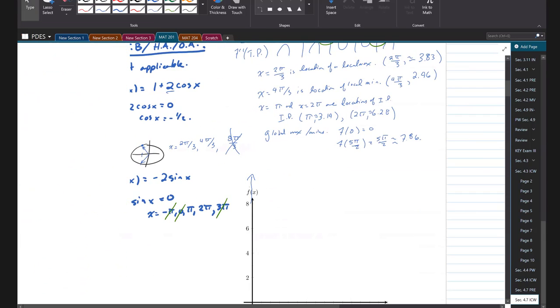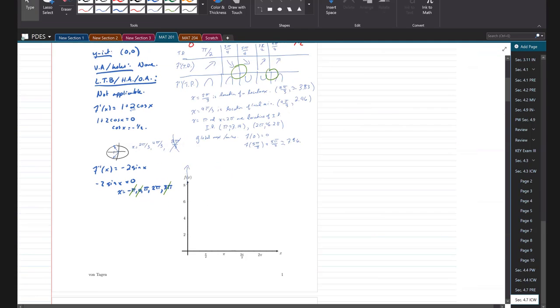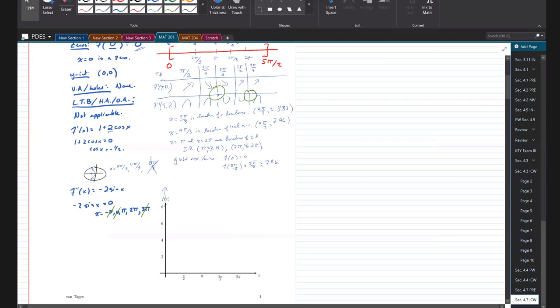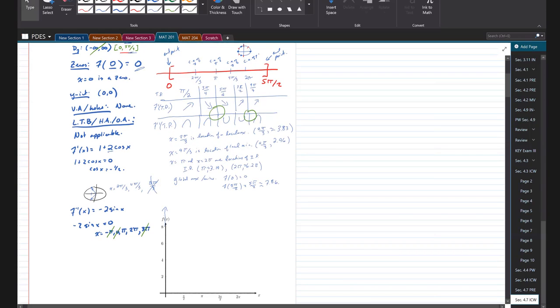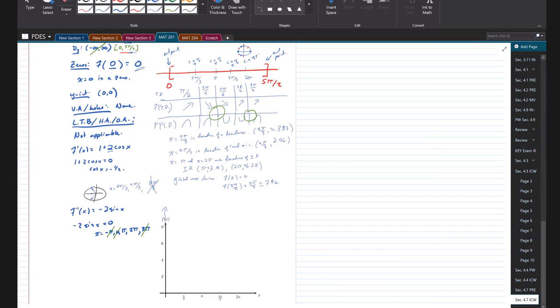Holy moly. We spent almost 20 minutes on this problem, folks. Holy moly. Let's start putting all this information together. Okay. I like to start in the order in which I put it on the chart. So I'm going to go put my 0 here at 0, 0.